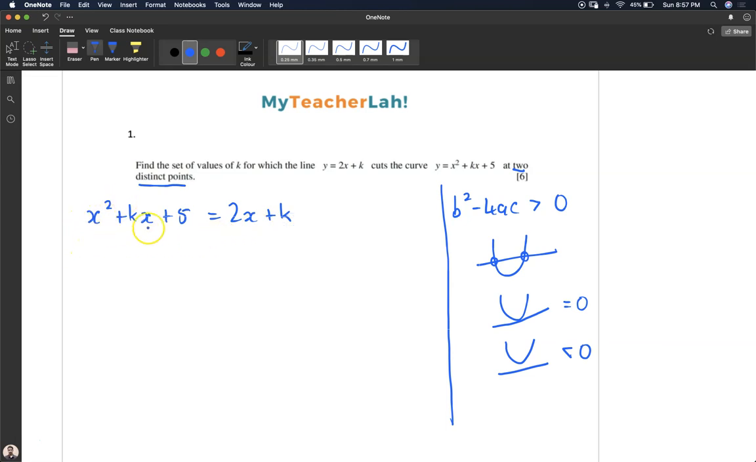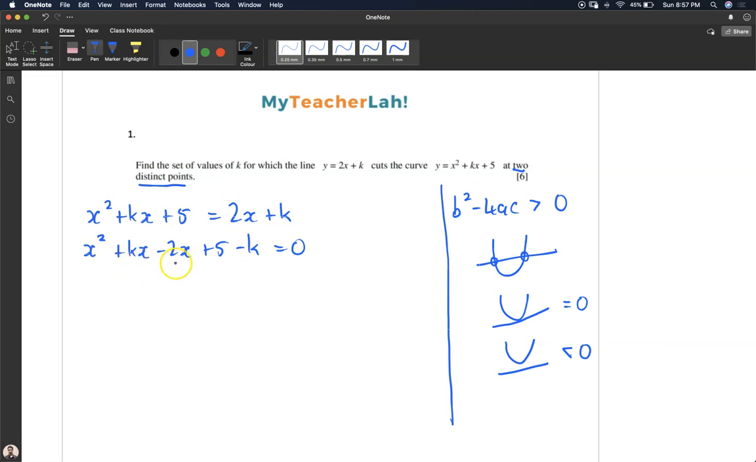All right, so expand, and make everything go on the left hand side. kx minus 2x plus 5 minus k equals 0. Notice that I grouped up all the x terms together and all the constant values together. So 5 minus k is a constant.